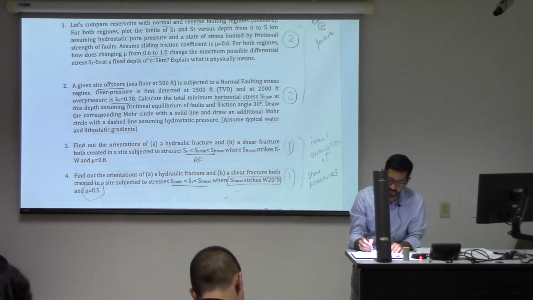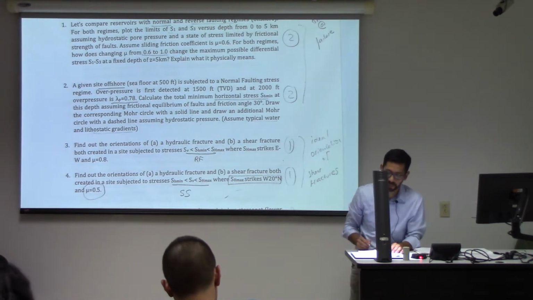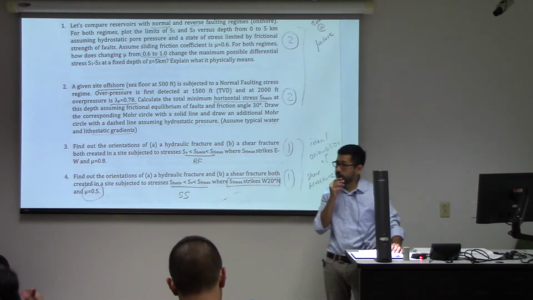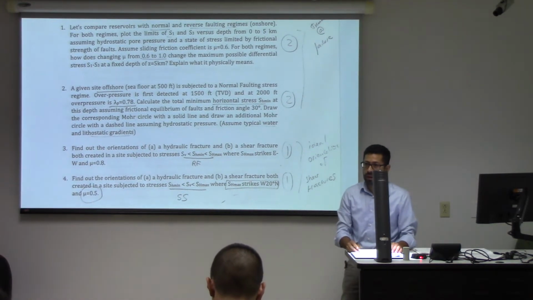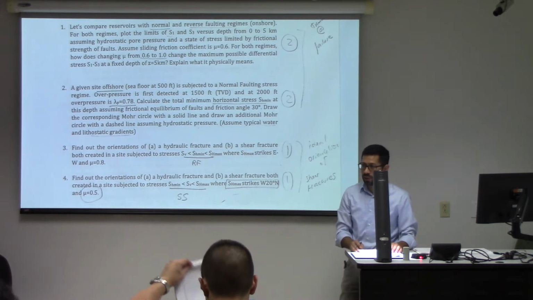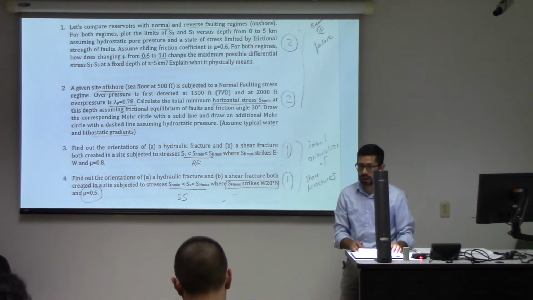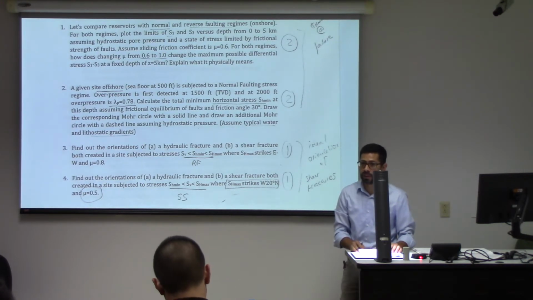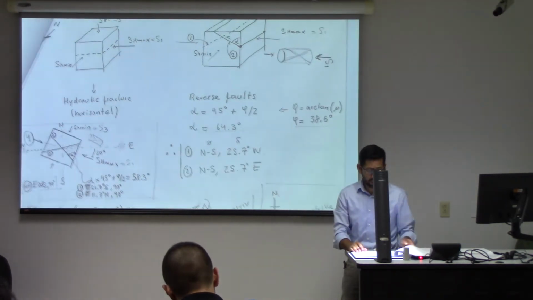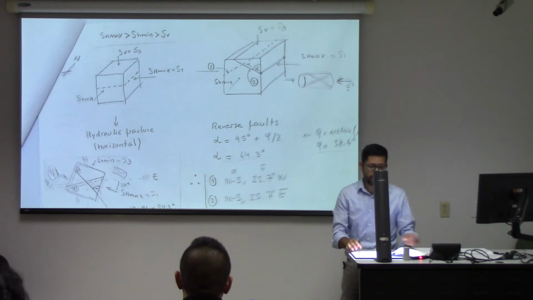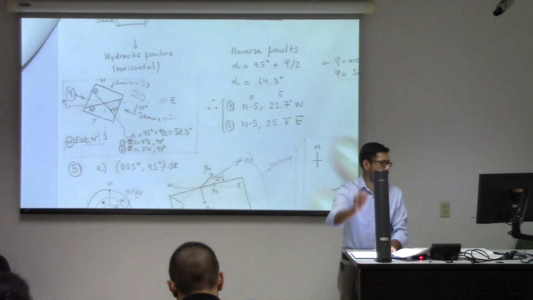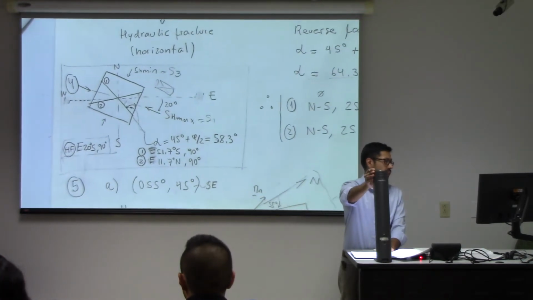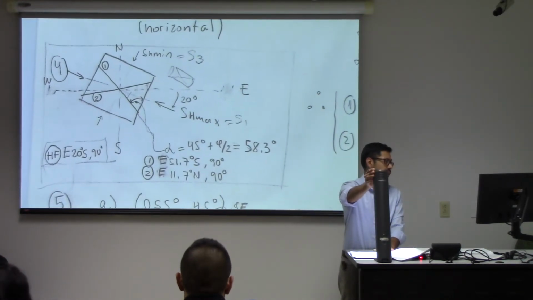Now, number 4 is with strike slip, okay? And this one is a little bit more complicated. In strike slip, always the hydraulic fractures and the faults are going to have a dip of 90 degrees. Those are going to be vertical planes. And because of that, it's just going to be easier in this case to draw just a top projection of that.